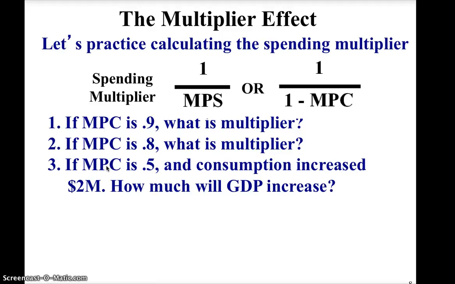And so here the question asks, if the MPC is 0.5 and the consumption increased $2 million, how much will GDP increase? Well, you know the multiplier is 2. The spending is 2 million, so GDP will increase by 4 million.